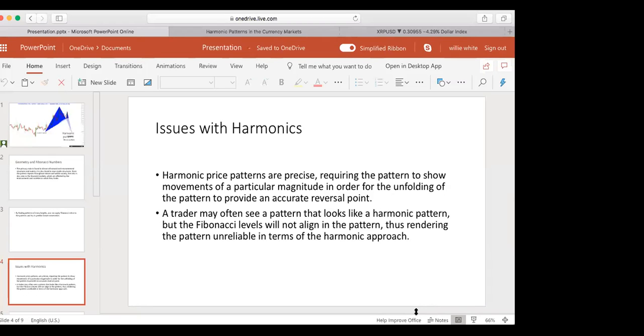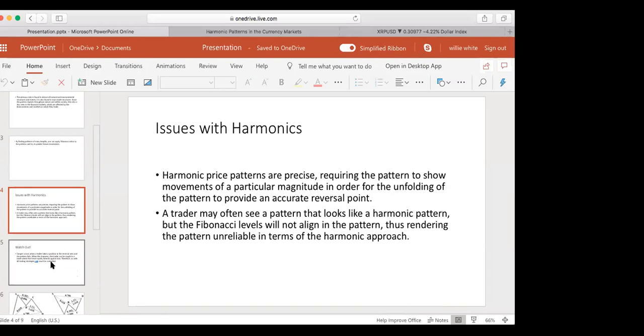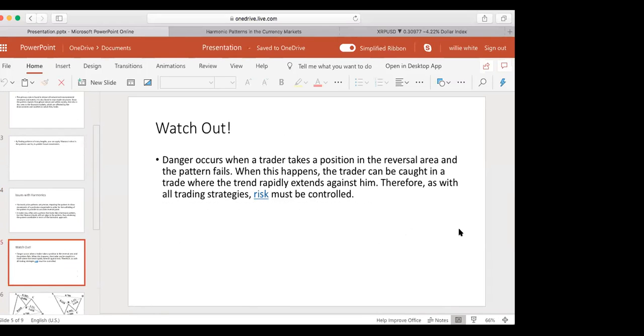So with the Fibonacci levels, you have the 38.2, the 68.2, the 0.5, and then all the way to the bottom, you have the 100 and so on, the 200. All right. Next slide, give me a second. So watch out. All right.